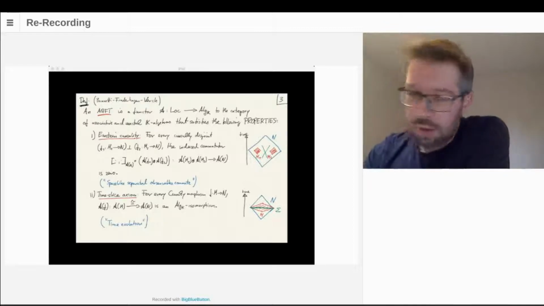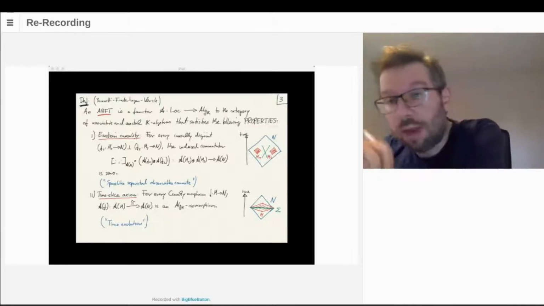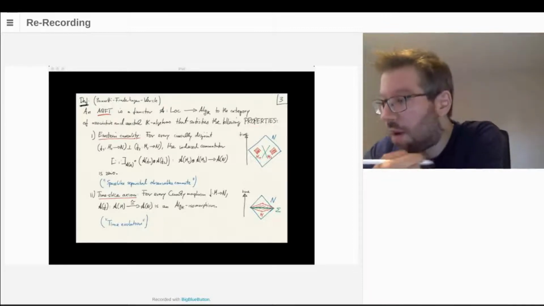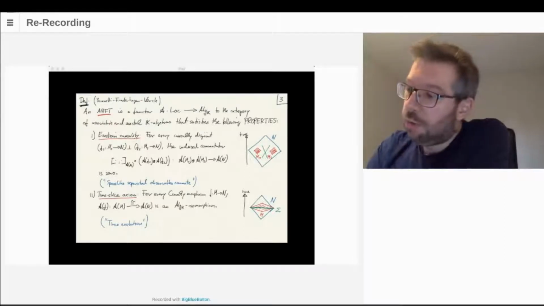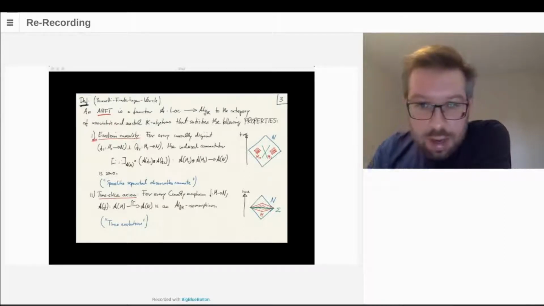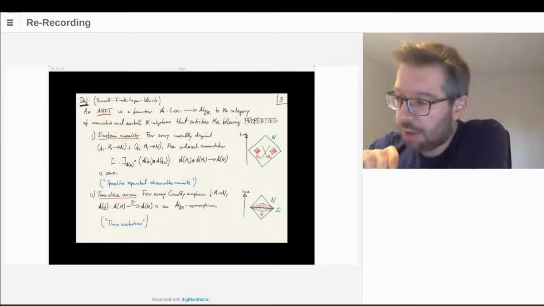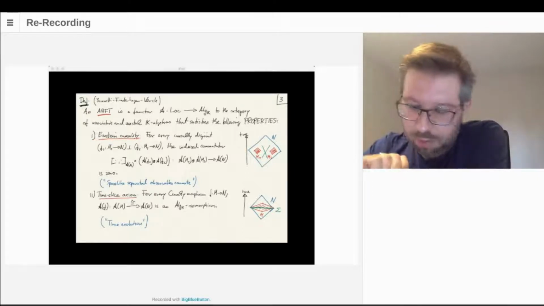Now, the properties I'm explaining now are motivated by physics, and in my opinion they are very natural properties. So the first property is the so-called Einstein causality property, and this is a statement about causally disjoint morphisms.